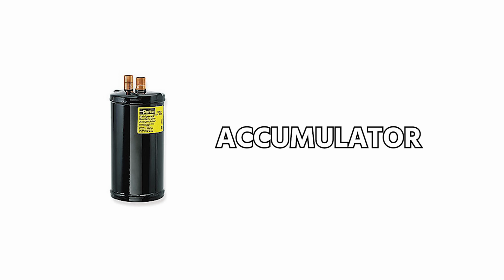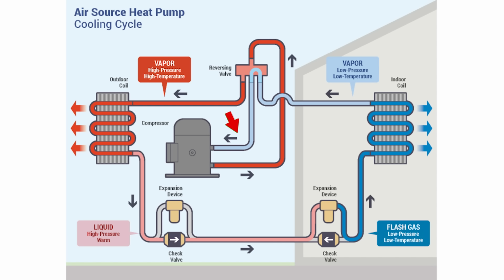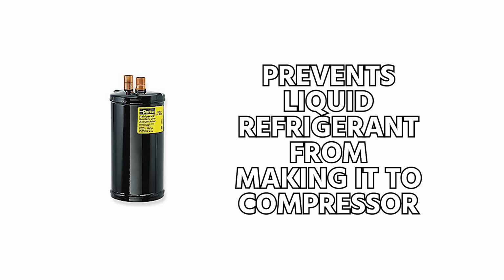You also have a component called the accumulator. The accumulator's job is to protect the compressor from liquid refrigerant that may be coming down the suction line. All that liquid refrigerant should be boiled off in the evaporator coil, but there's certain circumstances where it may not be, and the accumulator prevents liquid refrigerant from making it to the compressor.